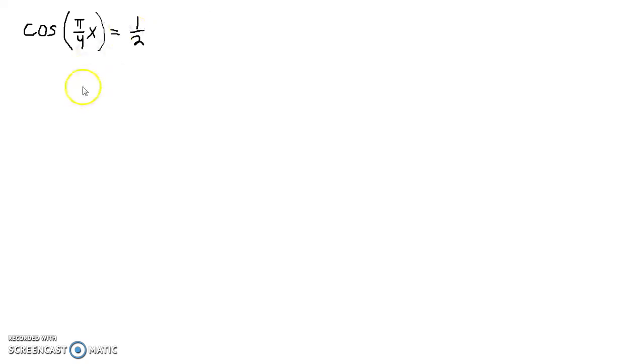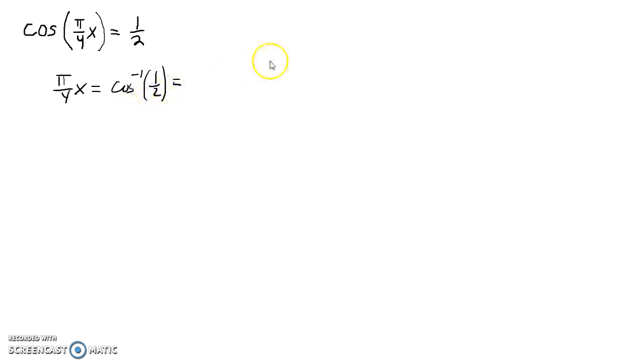In this video, we're going to look at how to solve a trig equation with non-standard period like this using a graphical approach rather than using substitution. So the way we're going to do this is we're going to use the cosine inverse to find our first solution. So we're going to say the input becomes the output, so pi over 4x is equal to cosine inverse of a half.